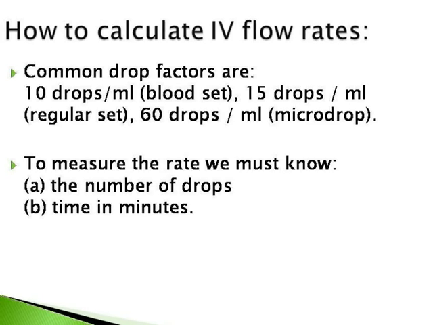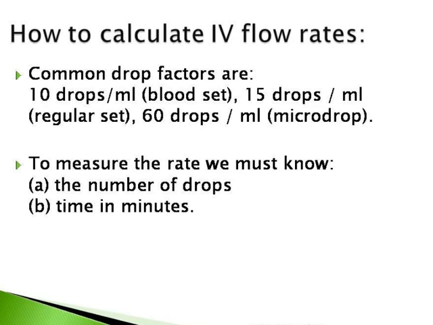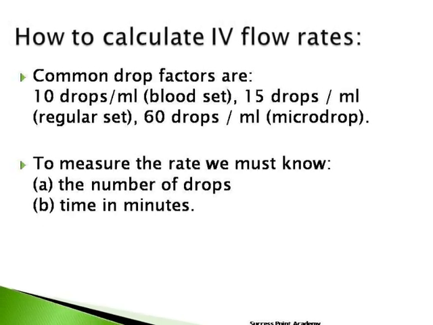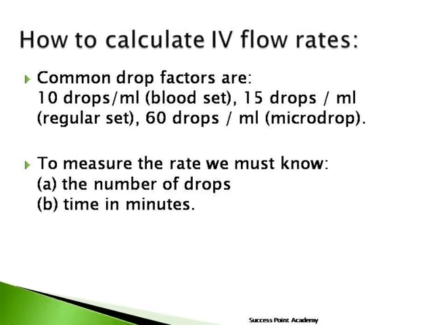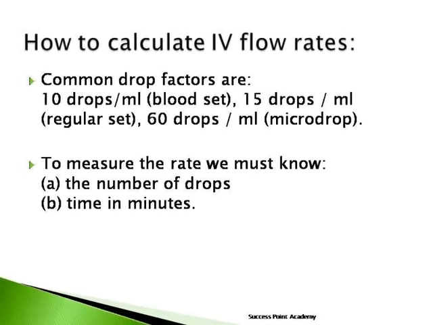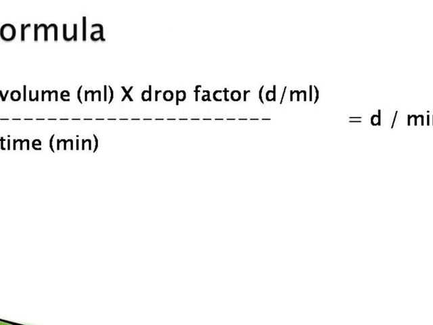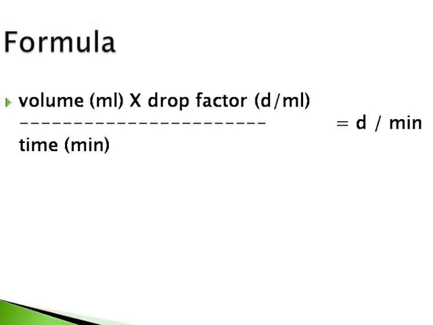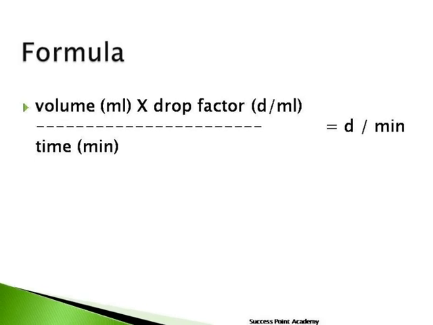For example, the blood set has 10 to 15 drops, the regular set has 15 to 20 drops, and the micro set has 60 drops per ml. You must note the drop factor and also the time in minutes. That is most important: time should be in minutes. The formula for calculating the drops per minute is volume multiplied by the drop factor, divided by time in minutes.